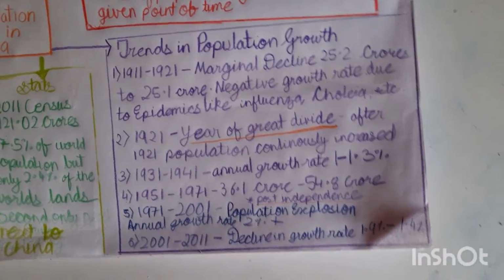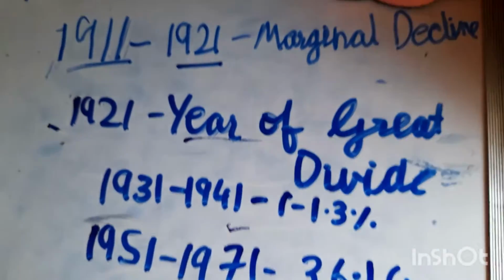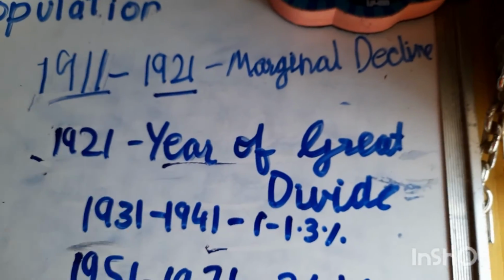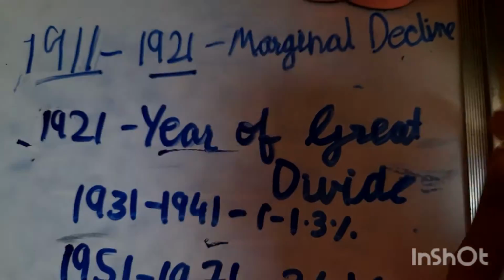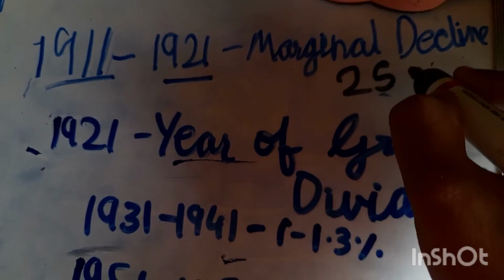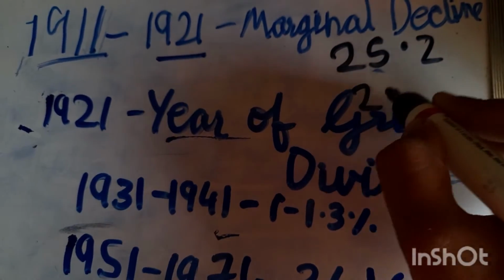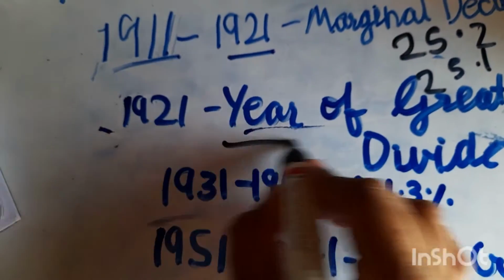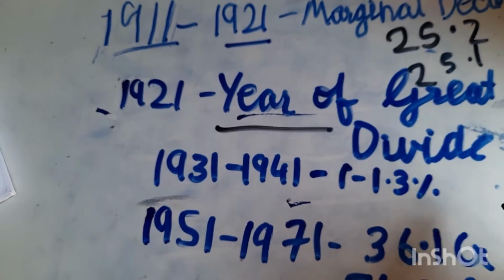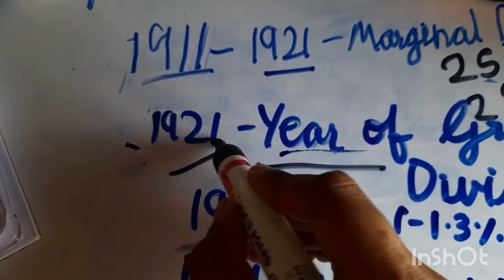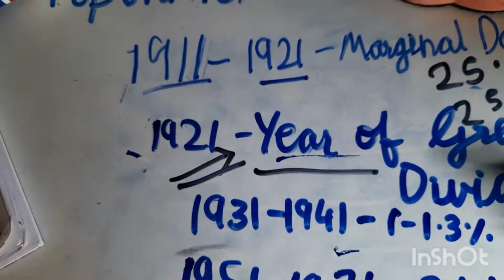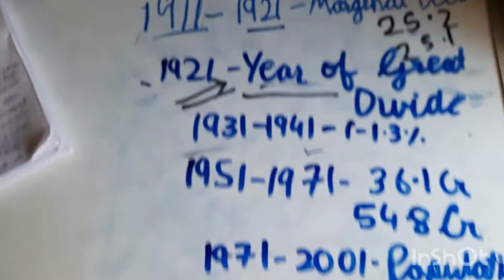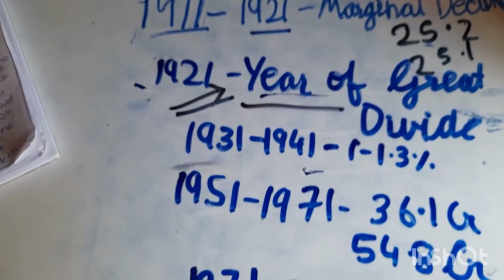Moving on, trends in population growth. The first decade mentioned over here, 1911 to 1921, a marginal decline was noticed in population, that is from 25.2 crore to 25.1 crore. 1921 is a very important year, the Great Divide. From this year onwards, an increase was noticed in population. Decline comes later, but from that year onwards there is increase, so that's why.